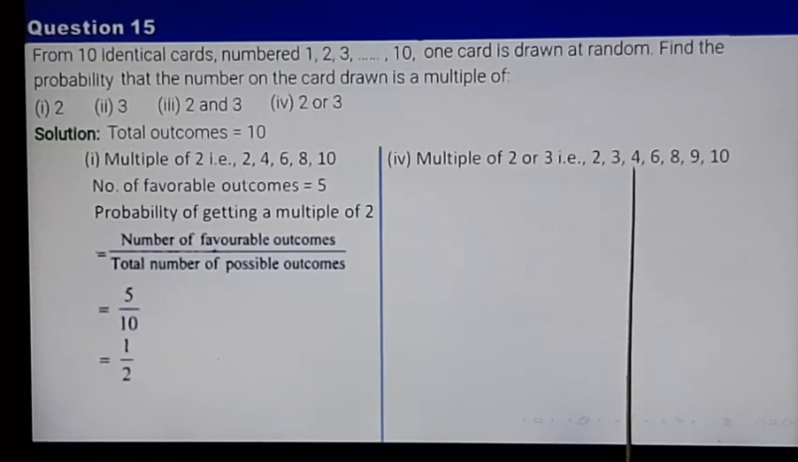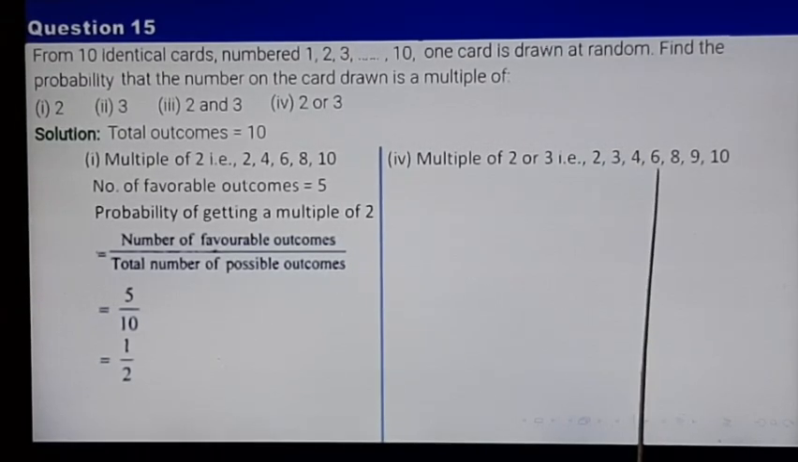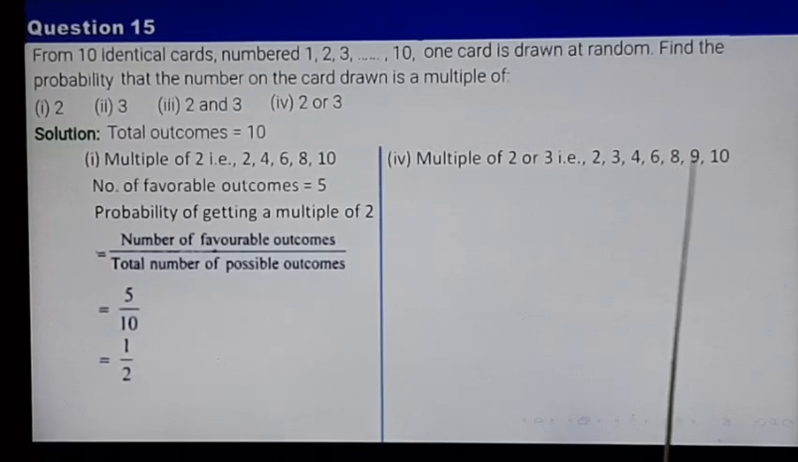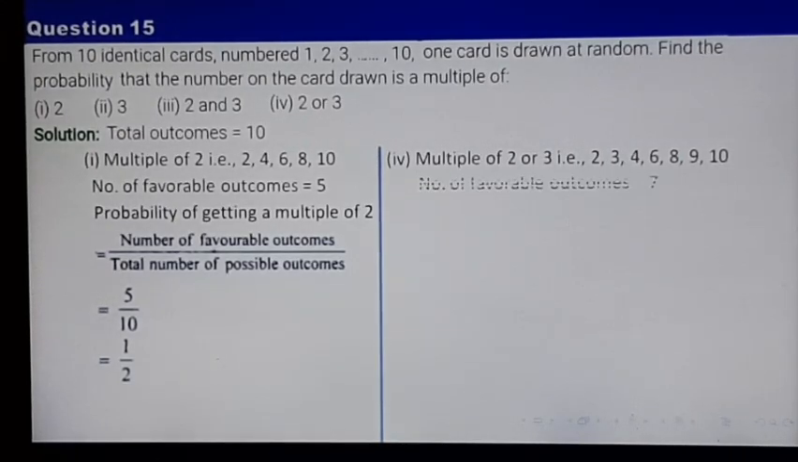Similarly, 4 can be chosen because it is a multiple of 2. Although it is not a multiple of 3, it can still be chosen. Similarly, we can choose 6, 8, 9 and 10. So if I count how many numbers there are, there are exactly 7 numbers. That's why the number of favorable outcomes will be 7 here.